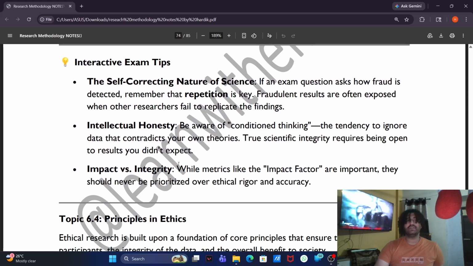Here, an example for the self-correcting nature of science. If an exam question asks you how fraud is detected, remember replication is the key. Fraudulent results are often exposed when other researchers fail to replicate the findings. Intellectual honesty. Be aware of conditioned thinking, the tendency to ignore data that contradicts your own theory. True scientific integrity requires being open to results you didn't expect. Impact versus integrity. While metrics like impact factor are important, they should never be prioritized over ethical rigor and accuracy.